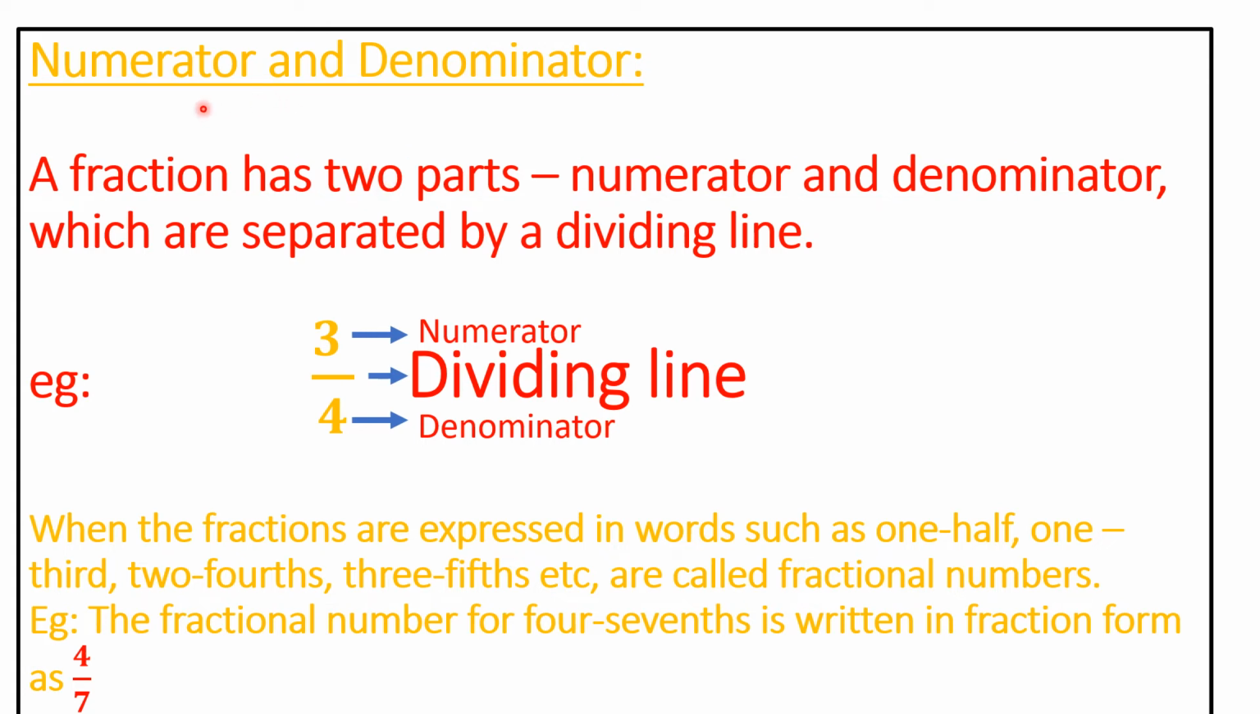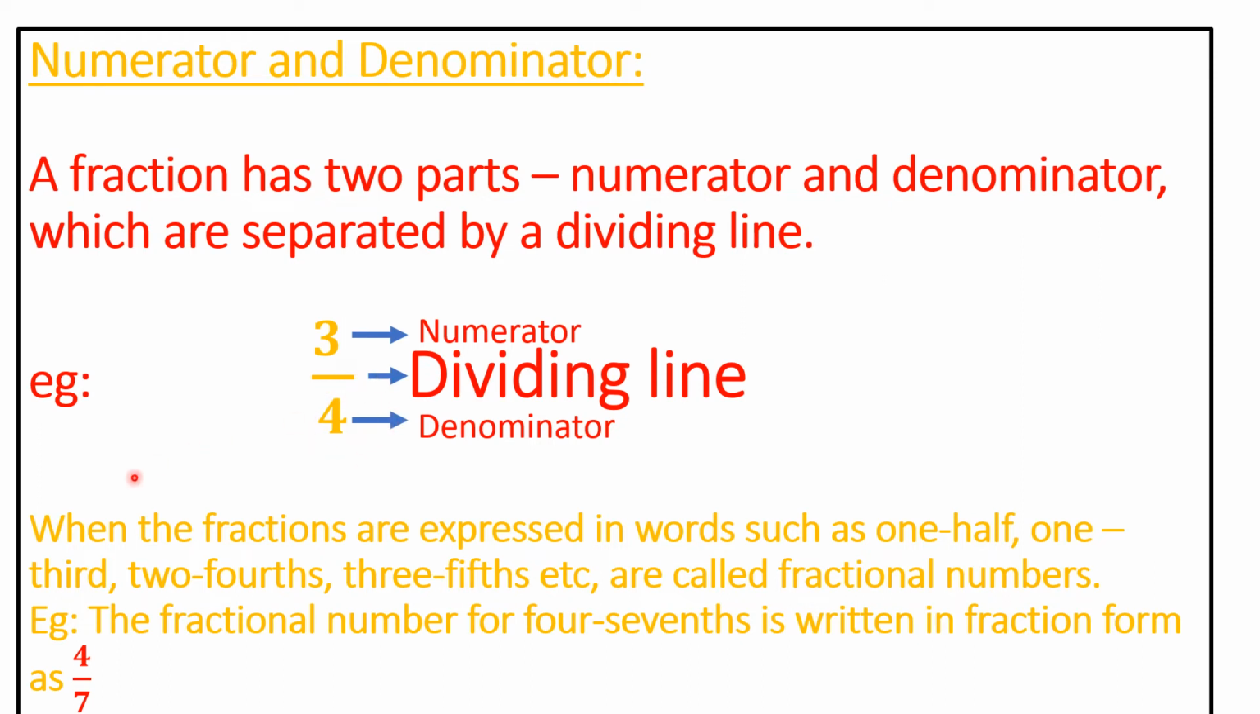Now let's explain a few terms of fractions. These are numerator and denominator. A fraction has two parts, numerator and denominator, which are separated by a dividing line. Suppose I have taken a fraction 3 by 4. So this 3, the digit above the dividing line, this number above the dividing line is called numerator, and the number below the dividing line is called denominator, and this line is the dividing line.